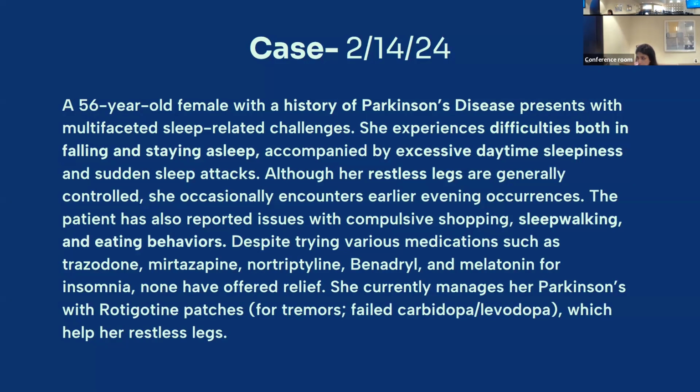She reported issues with some compulsive shopping. She was getting Amazon packages every day, sleepwalking and eating behaviors at night. And then she had tried many different medications such as trazodone, mirtazapine, nortriptyline, Benadryl, and melatonin for her insomnia, but none were working. She was currently managing her Parkinson's with rotigotine patches for her tremors. I guess she had tried carbidopa, levodopa, but it didn't really work. And surprisingly, they were helping her restless legs.